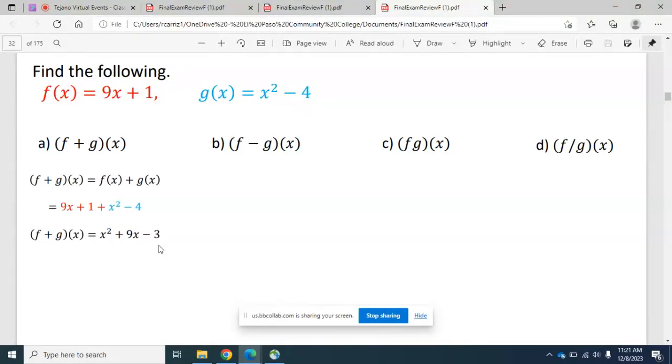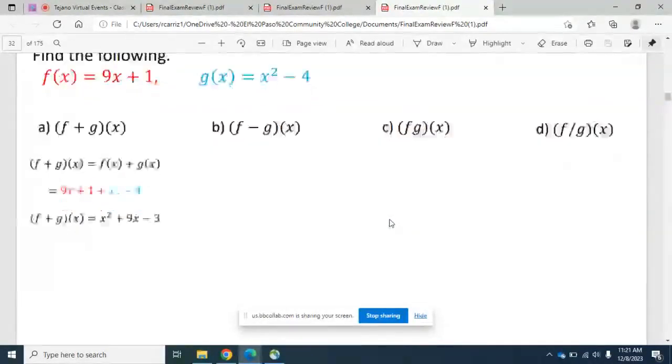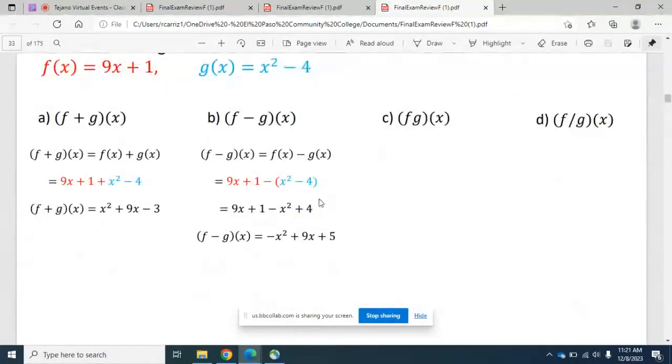All right, now let's subtract functions. I would do the same process. This is the syntax for subtracting functions, f minus g of x, but I like to rewrite it in this format. All I'm doing is subtracting f of x with g of x. So now all I have to do is substitute. f of x is 9x plus 1 minus, I have to be careful because I'm subtracting and I have 2 terms to my function. I have to put this in parentheses, okay? So we have x squared minus 4.